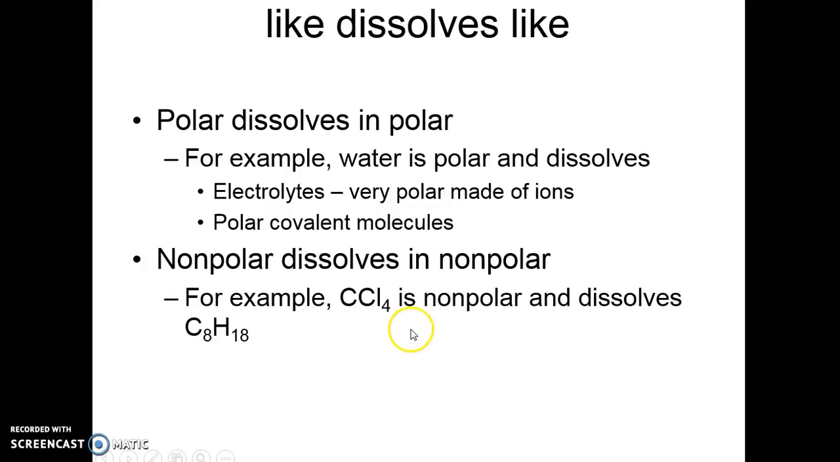So the rule that like dissolves like continues to hold. Polar dissolves polar, nonpolar dissolves nonpolar, and we know how to identify what is polar based on non-bonding pairs and the groups on the outside.